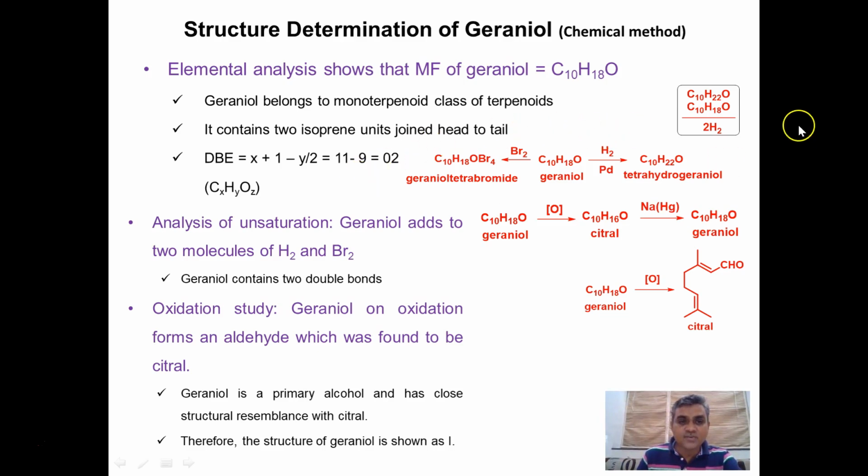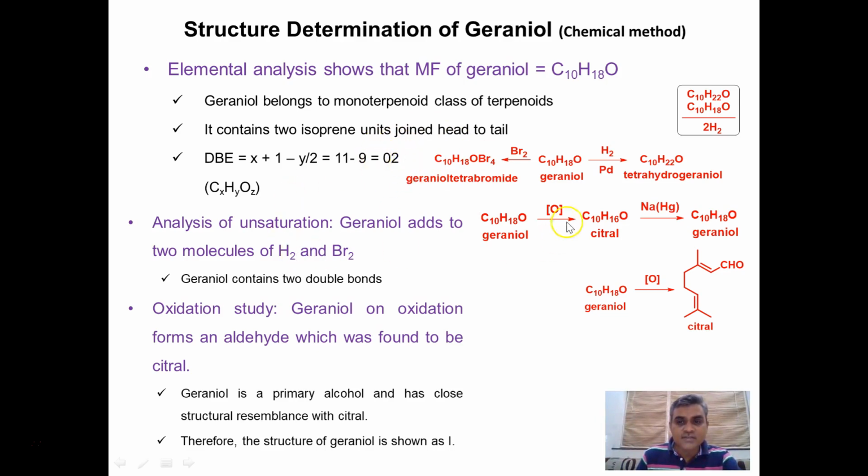Another useful piece of information we get about the structure of geraniol from the molecular formula is the degree of unsaturation, or double bond equivalence. For a molecule CxHyOz, the double bond equivalence is calculated by the formula x plus 1 minus y by 2. If we put in the values 10 and 18, we get the degree of unsaturation equal to 2. What is the meaning of this? It means that geraniol may contain two double bonds, or two rings, or a combination of one double bond and one ring. In the subsequent investigations, we have to find out the nature of these unsaturations.